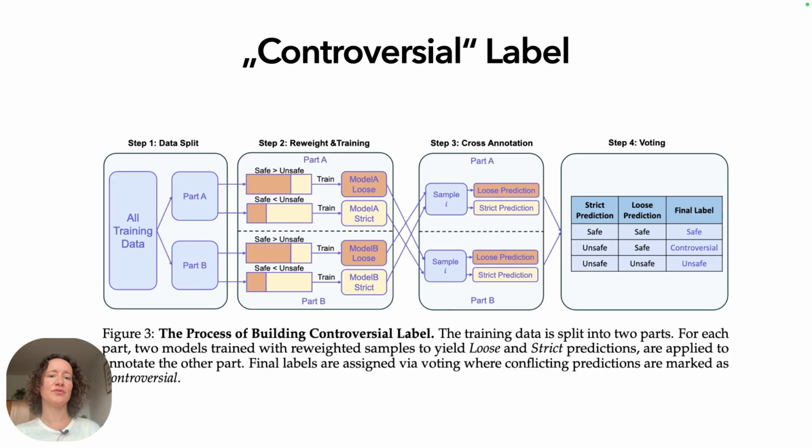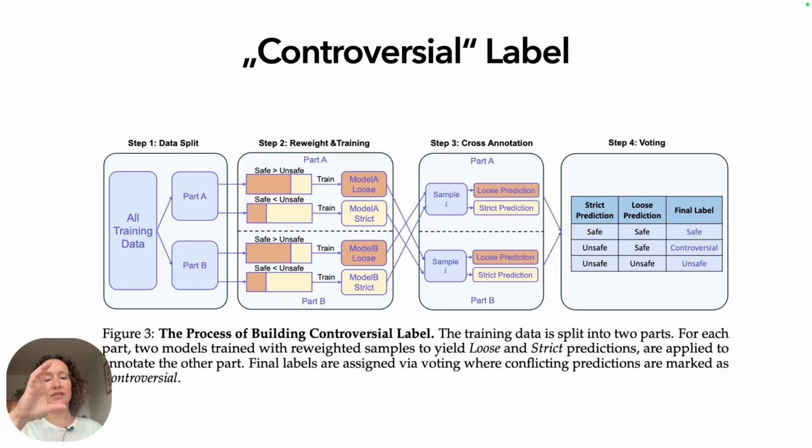Now, how did they do this? How did they build a controversial label? They didn't just have human annotators go through and say, well, I think this one is controversial, I think this one is controversial. What they actually did is they took the training data and split it into two parts. They probably split it into more than two parts, but let's just go with what the diagram shows. They split it here in the diagram into two parts, and then they trained different models.